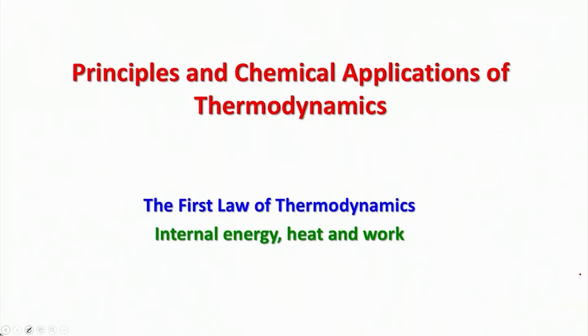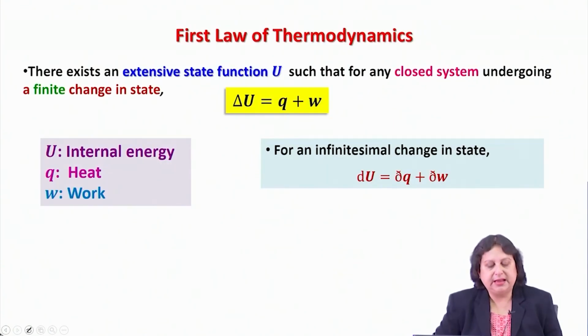Hello students, let us continue our discussion on the first law of thermodynamics, where we are trying to quantify the relationship between internal energy, heat and work. I have already told you that if there is a finite change in state in a closed system, then delta U, that is the change in internal energy, is related to a sum of the heat and work that is done either on the system or by the system during the change in state.